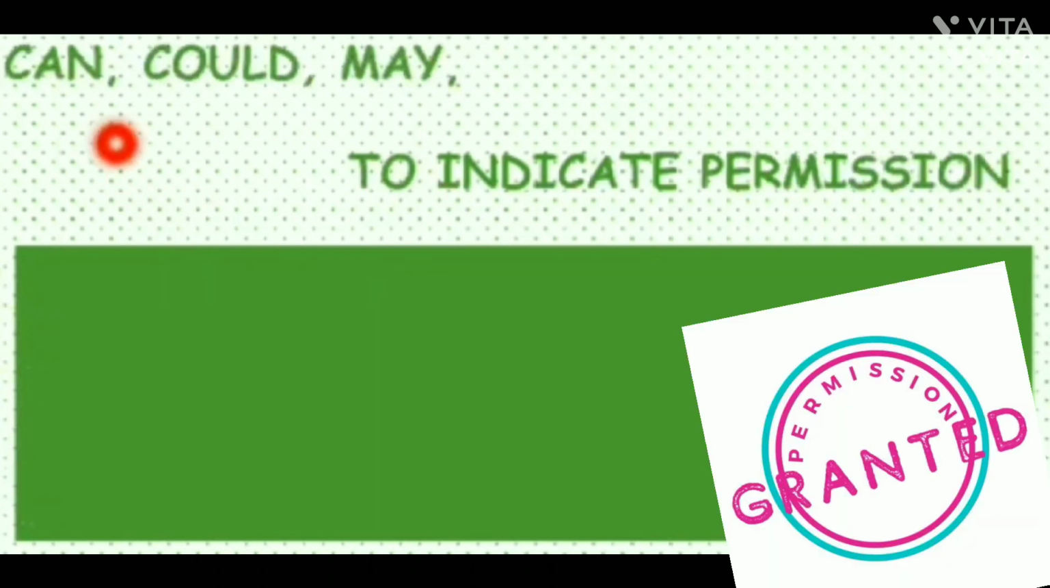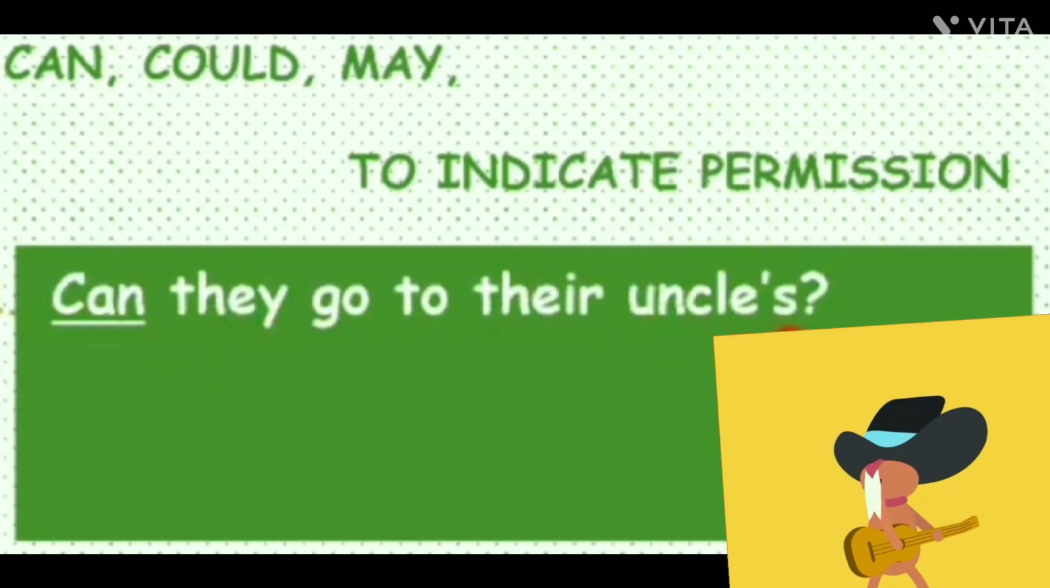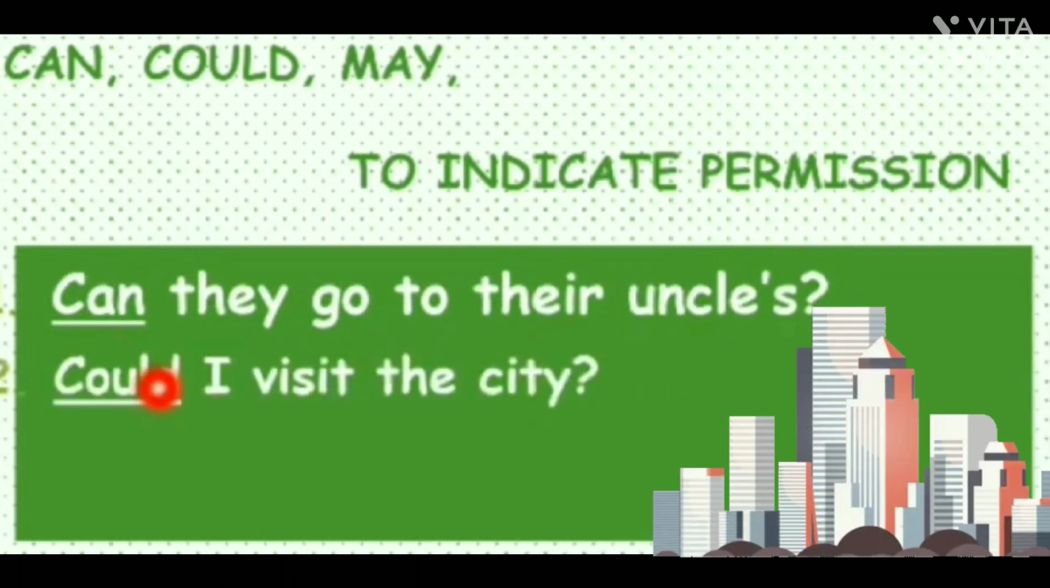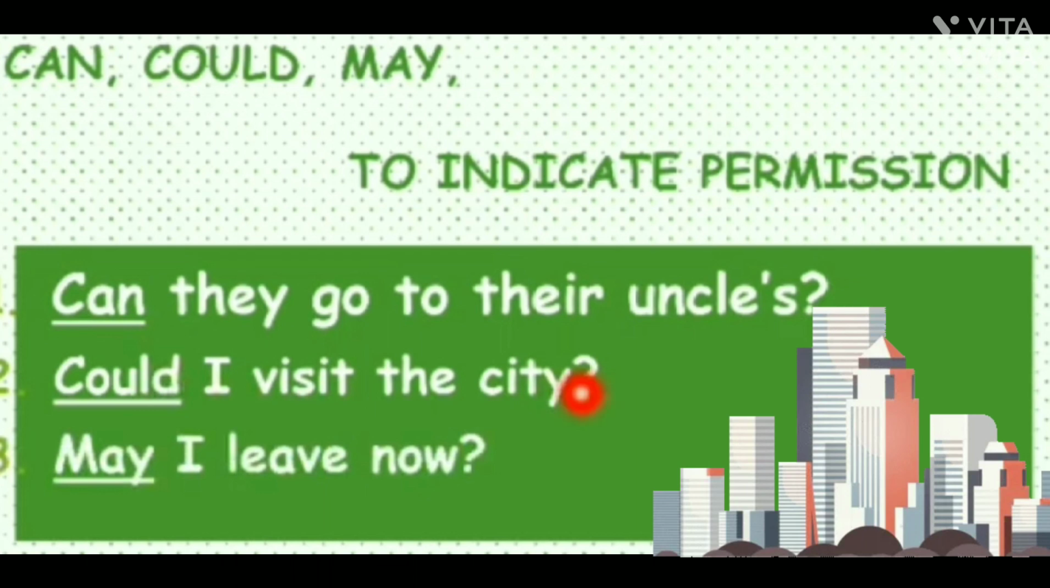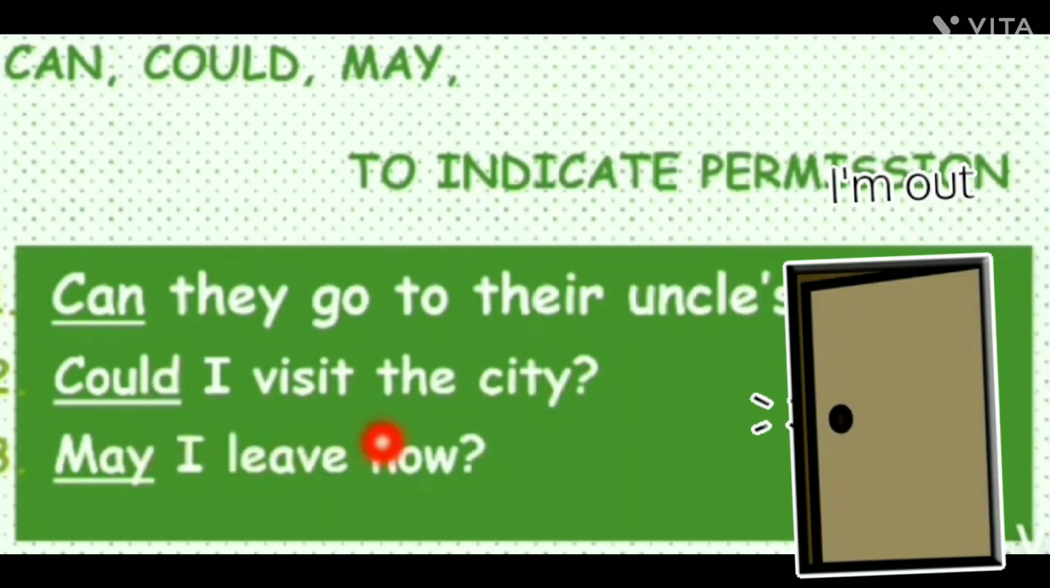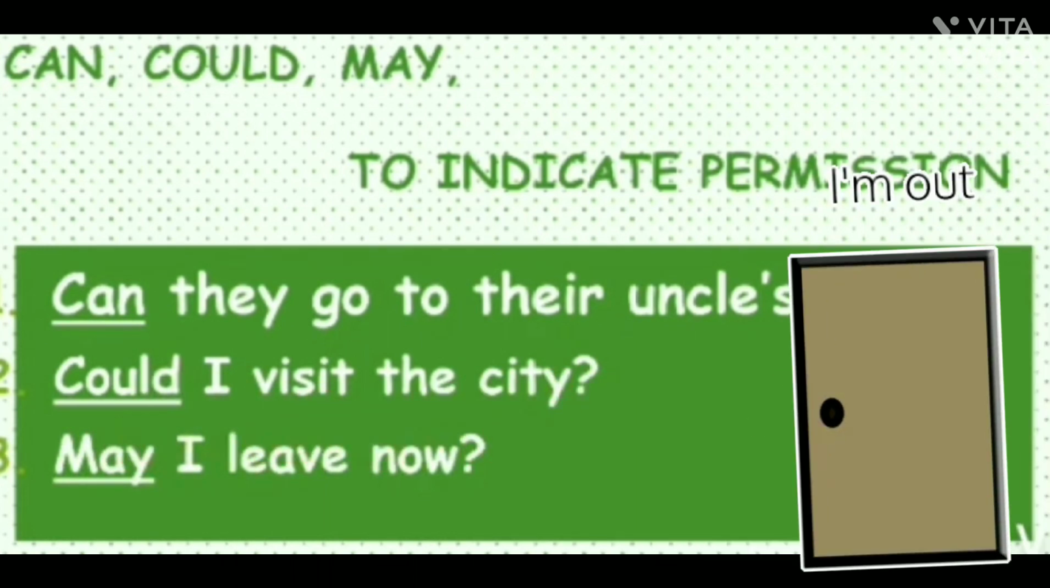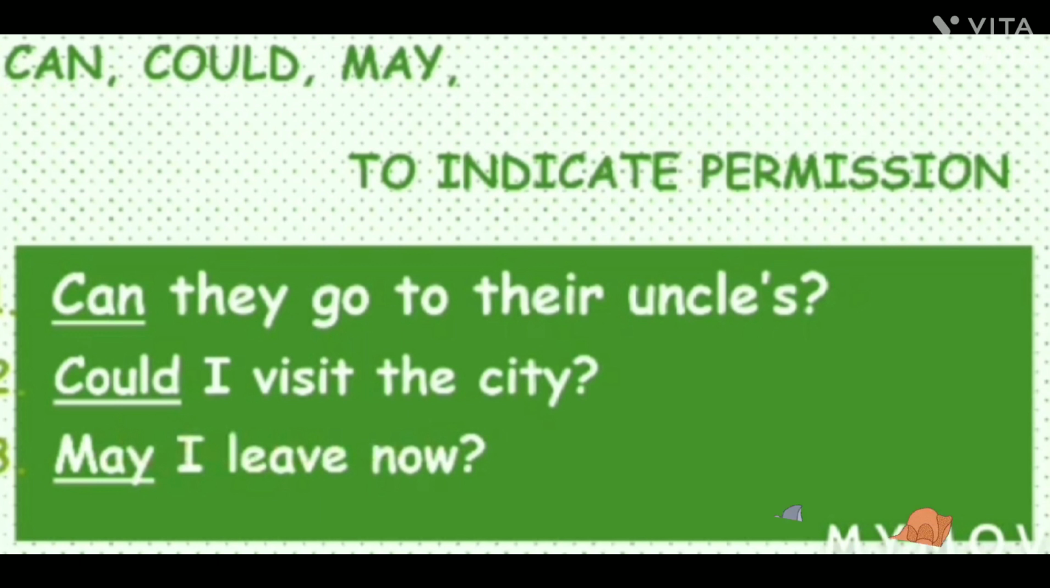Use of can, could, and may to indicate permission. Can they go to their uncle's? Next one, could I visit the city? And third one, may I leave now? Can, could, and may are indicating permission.